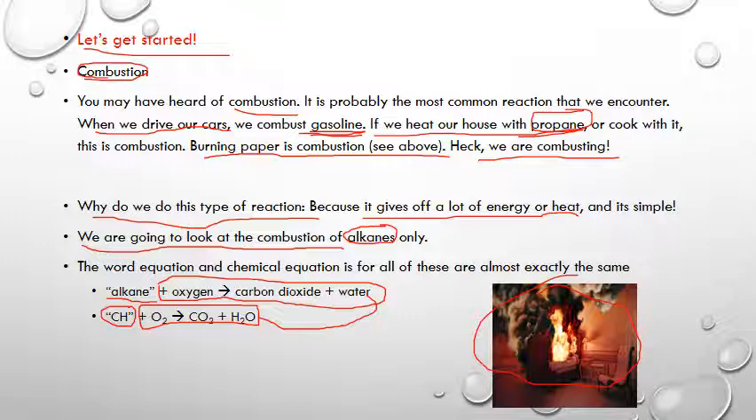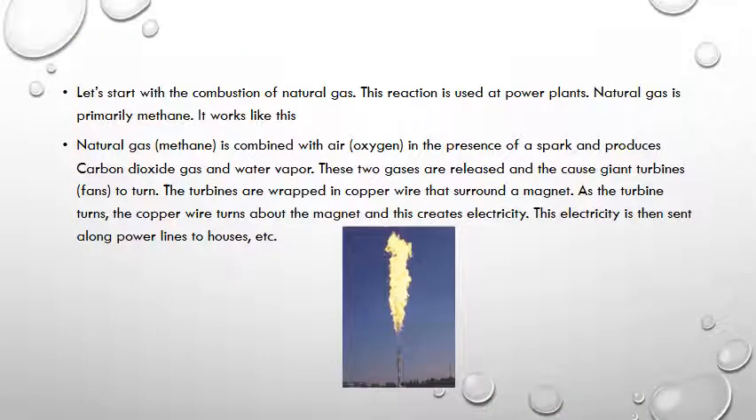Okay, so don't make something up. It's just simple. It's the alkane, oxygen, carbon dioxide, and water. We'll go over quite a few examples of this. So let's get started with combustion of natural gas.